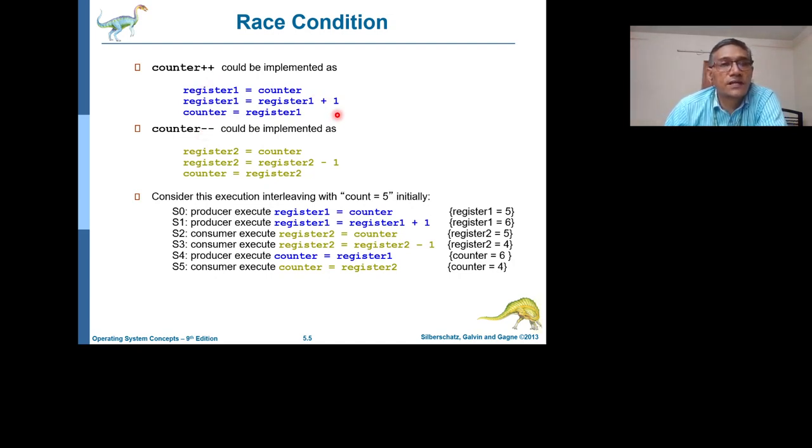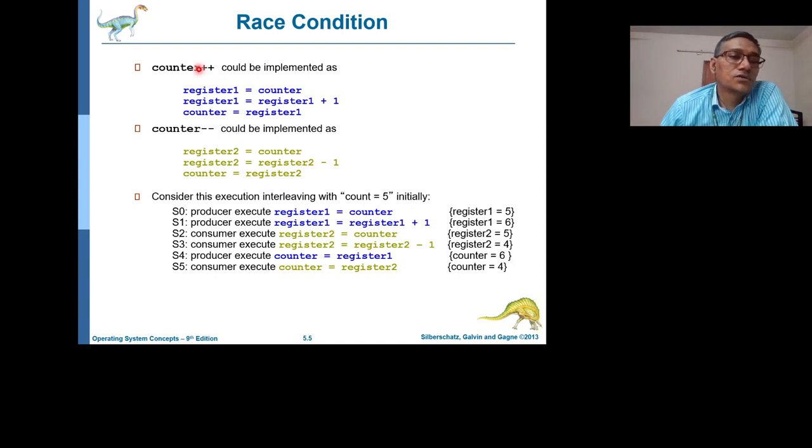What are the 3 different instructions? The latest value of the counter variable is assigned to a register. Then the register value is incremented by 1. Then the updated value is assigned back to the counter. So a single counter++ post-increment operation or a single counter-- post-decrement operation is actually implemented as 3 different instructions.